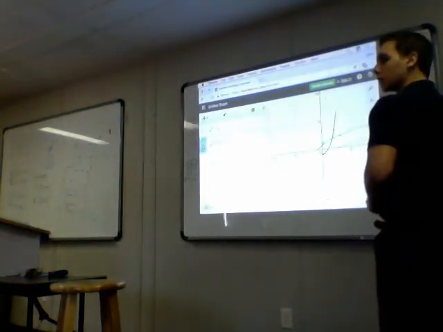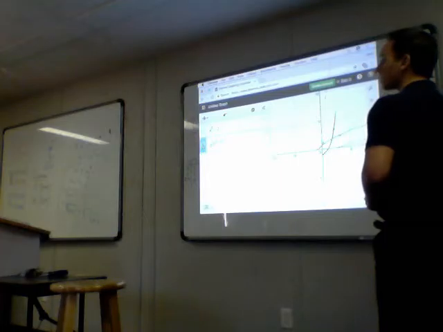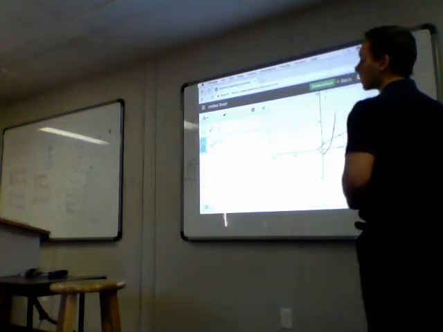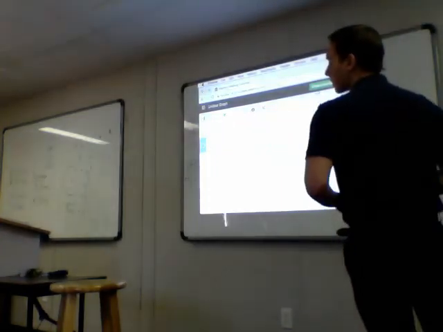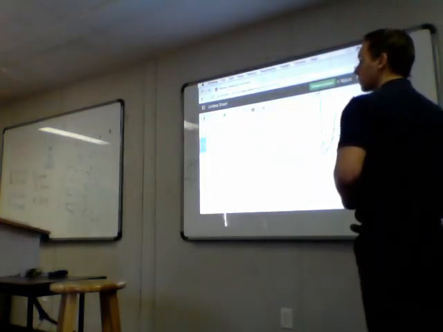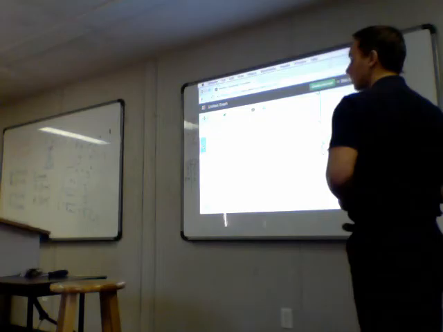All right, now he did the domain in red and the inverse function's domain in black, and the range in red and the inverse function's range in black. What do you notice about them? They're opposite, just like the last one. Okay, so it held true.